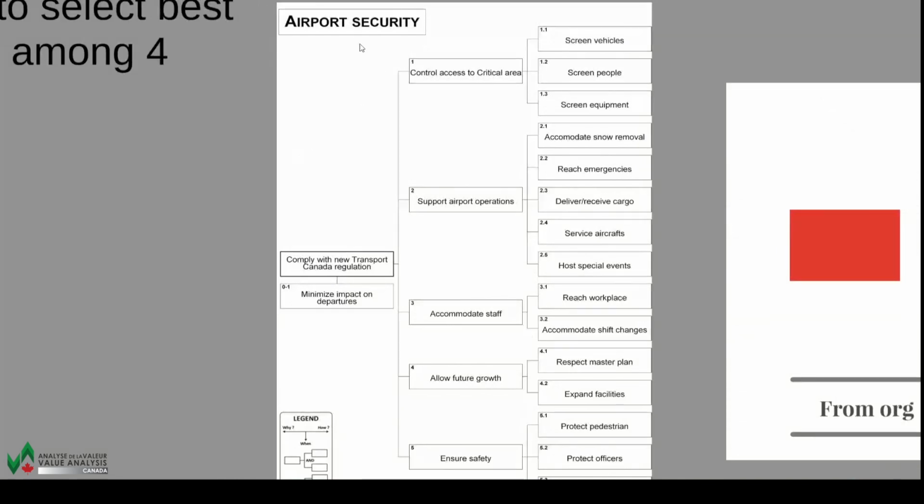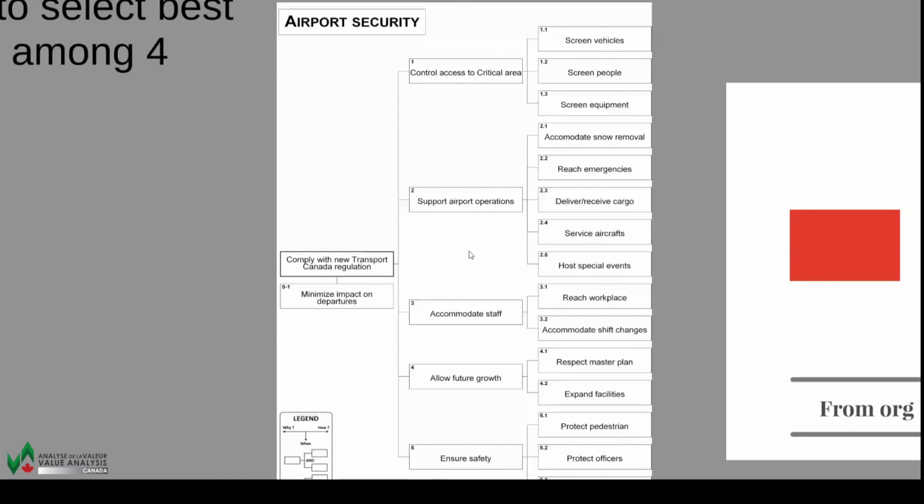Another example, airport security. The airport had to comply with new Transport Canada regulations, so they had to change things so how trucks could have access to the back of the airport, not where the passengers are, but where the airplanes are. So we need to control access to the critical area by screening vehicles, people, and equipment. We need to support airport operations, accommodate staff, allow future growth, and ensure safety.